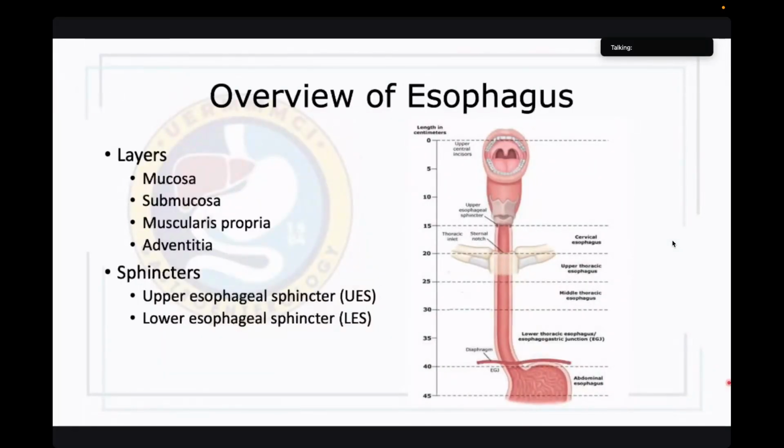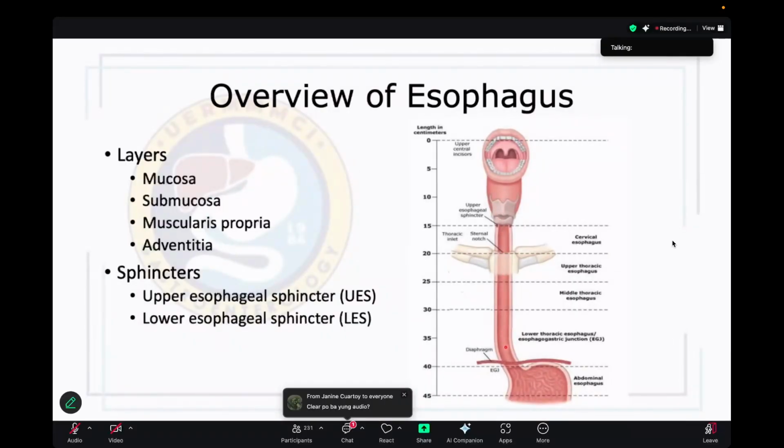Let's start with a brief review of the anatomy of the esophagus. The esophagus is a muscular hollow tube about 25 centimeters long that carries food and liquids from the pharynx to the stomach, and it does so by peristalsis. So the esophagus has four layers.